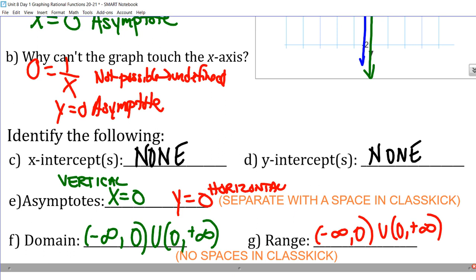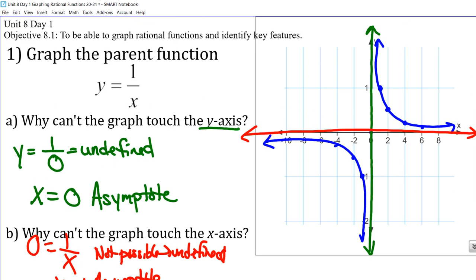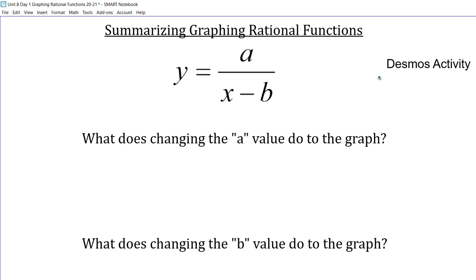So that's our parent function. And with all of our other functions, we've talked about, well, how can we take these and transform them? And remember, we talked about doing lots of transformations. We can reflect, we can stretch, we can shrink, we can shift things left, right, up, and down. How does that show up in the equations for these functions? And so what we're going to focus on today is looking at a couple of these types of functions, still rational functions, but look at changes to the a value and the b value.